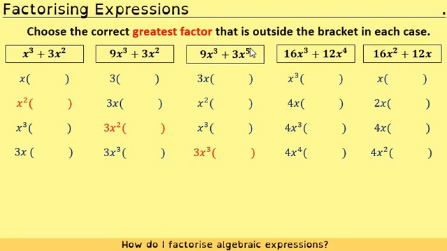Because we've got x cubed here and x to the power of 5 here. So we can take out more than 1x. We can actually take out a maximum of 3. So 3x cubed is the greatest factor to take out of those two terms.